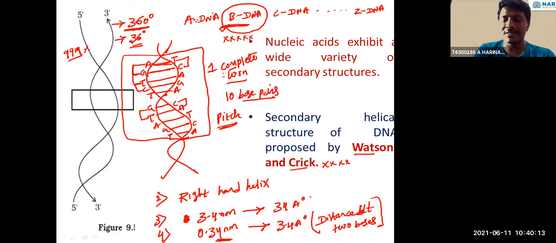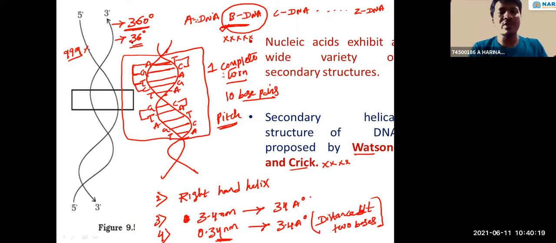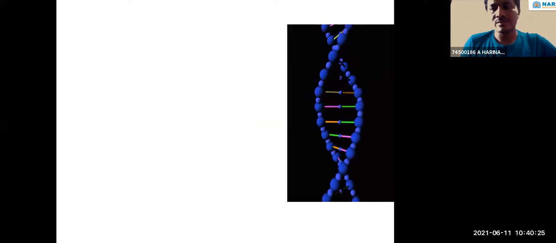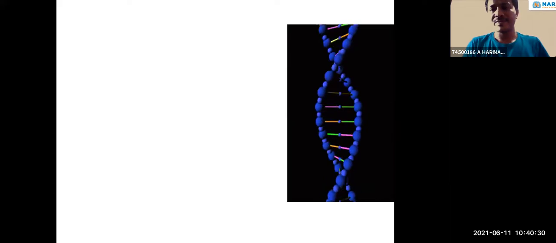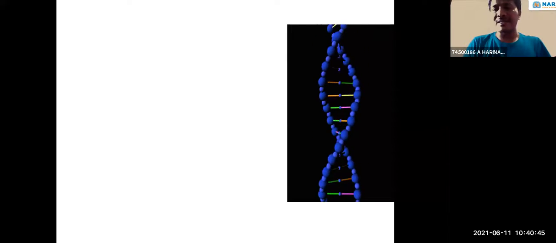Sir, how the 360 and 36? I can understand it's rotated like that. You have to see here how it is rotating. 360 degrees it rotates. How will one base pair be only 36 degrees? One complete turn rotates 360, so one base pair automatically rotates 36. Got it?